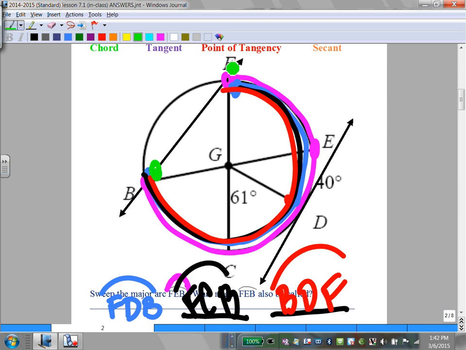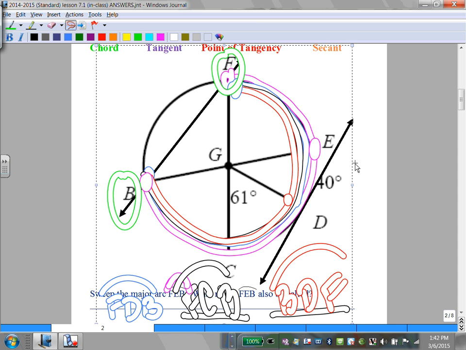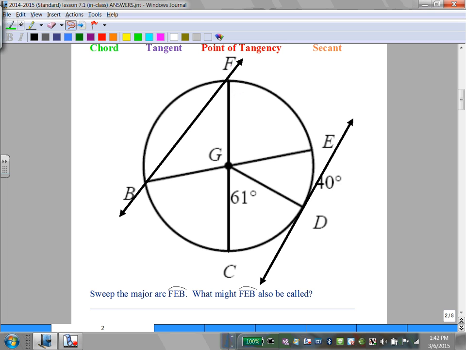Notice B and F are always the endpoints. So BCE would actually be only from there to there. Do you see it? That's an example of what would be a semicircle. So you got the idea that there are many names for the same arc. Now let's actually do some number stuff.